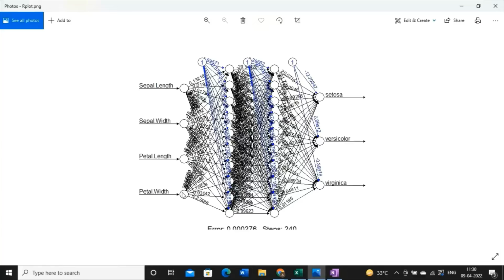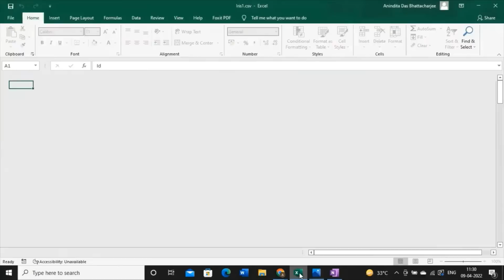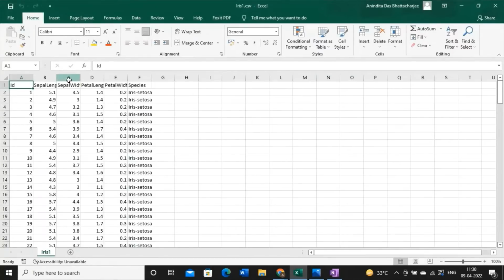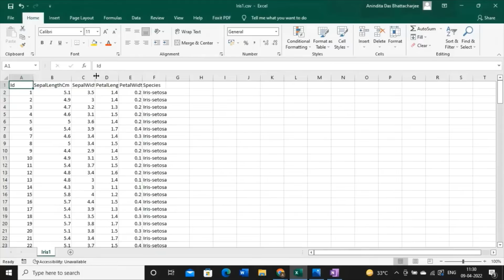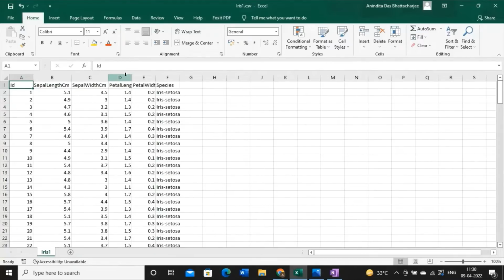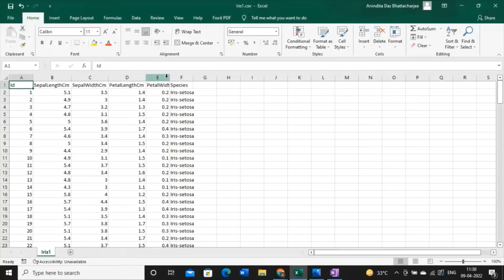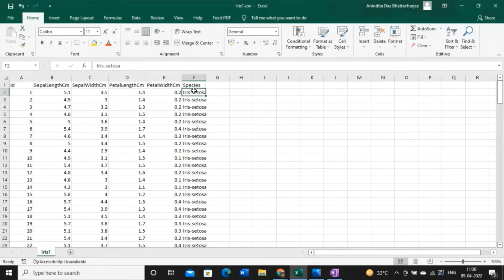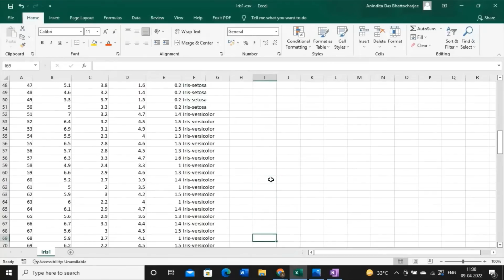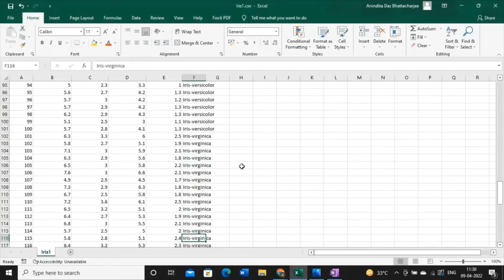Now let me show you the data set so that you can understand. See, this is the data set and it is a very popular data set. It is known as the Iris data set. This Iris data set contains three kinds of Iris flower type. The first type is known as setosa, the second type is known as versicolor, and the third type is known as virginica. So we have three types of Iris flowers here, right?